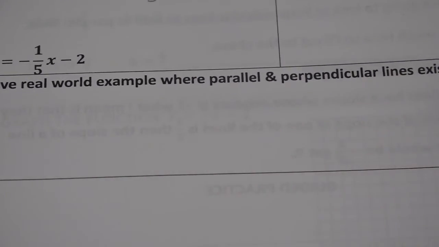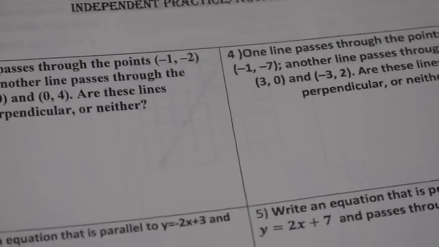Give a real world example where parallel and perpendicular lines exist. Well, in my classroom, if you look at the ceiling, you look at the lights, that's an example of parallel lines. If you look at the walls, or let me see, a pole, no, the street lights on a pole. If you look at that, you'll see that the pole is perpendicular to the ground. Well, in most cases. Okay.